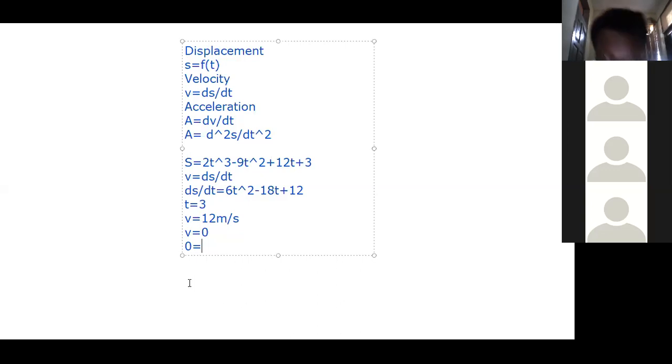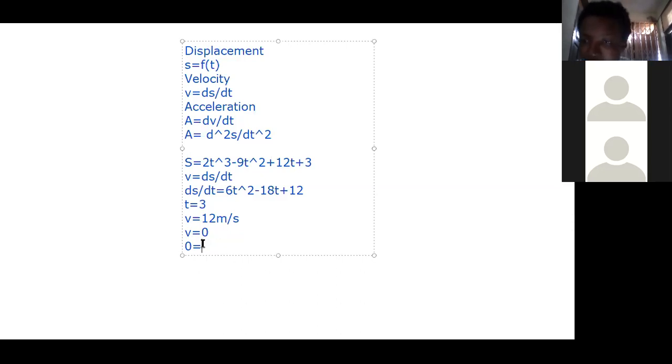The question is that we should find when and where the particle comes to rest, or when the particle is momentarily at rest. So the when is the time, the where is the distance. When the particle comes to rest, that means v is equal to 0. So when v is equal to 0, what are you going to get? The distance and the time.